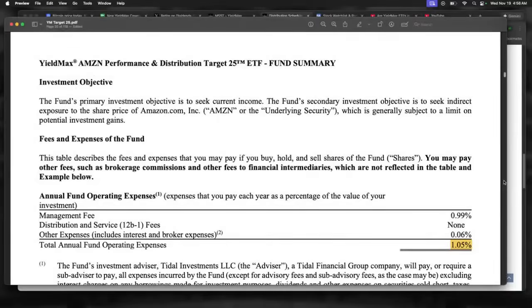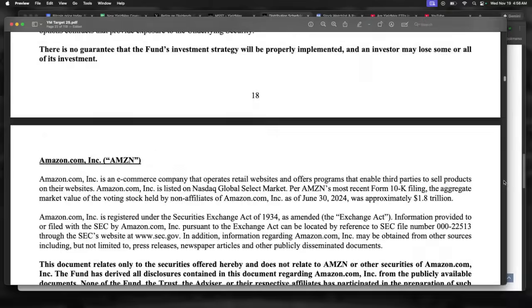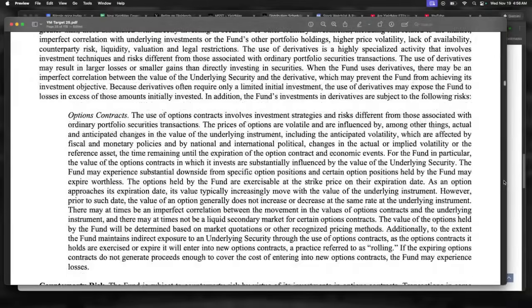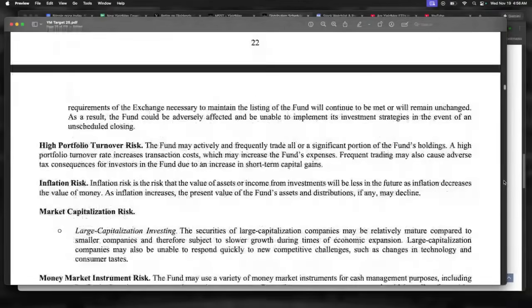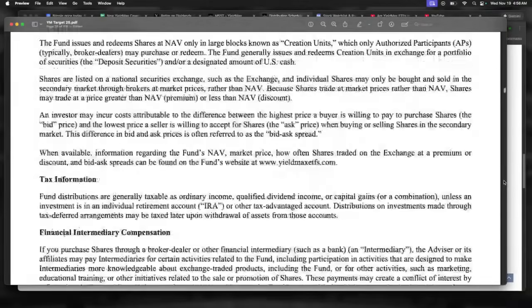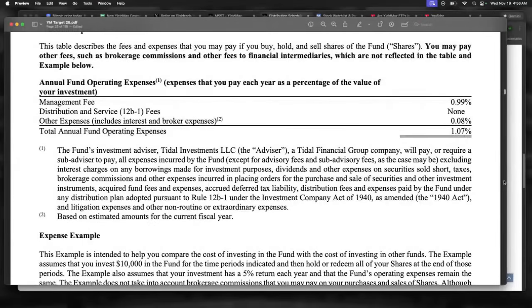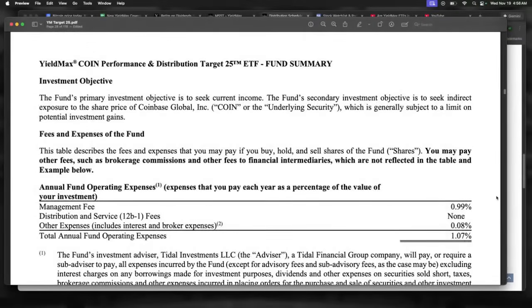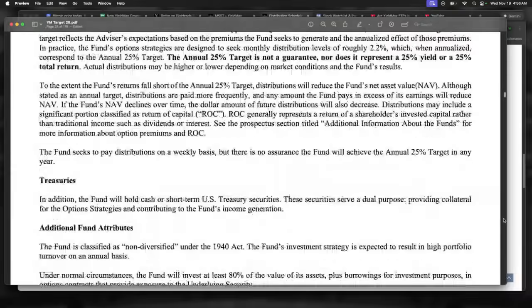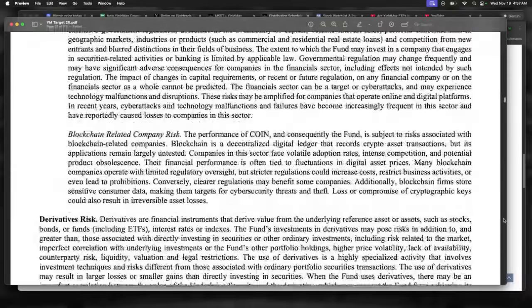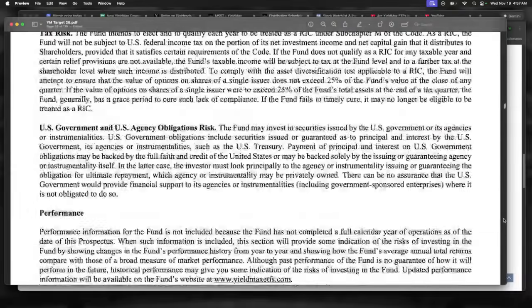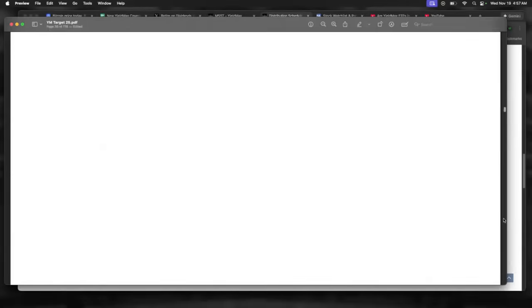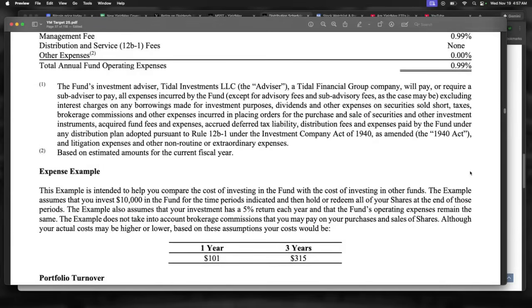Where are we? Okay, so the Amazon one, 1.05. I thought MSST on the website said 0.99. I don't know what it says in here. And then here's another one, 1.07. Which fund is this? This is Coin. So, I mean, I know it's fractions of a percent, but still, some are more expensive than others, I guess, to trade. Oh, here's a 0.99.